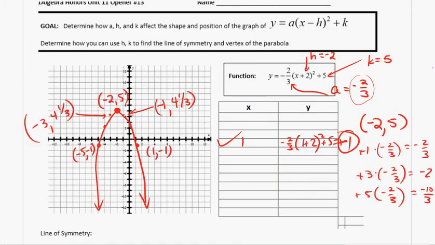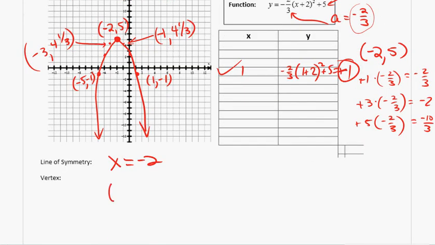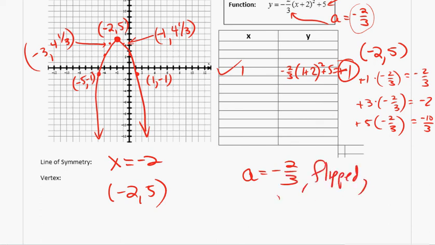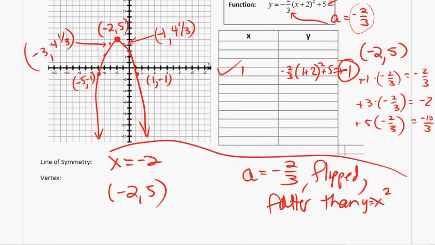My line of symmetry, oh, now I have some questions to answer. My line of symmetry, x equals -2. Excellent. My vertex is at -2, 5. And I know that my a value is -2/3, which means it's flipped and fatter than x squared, than y equals x squared. So these are sort of the characteristics of this function.